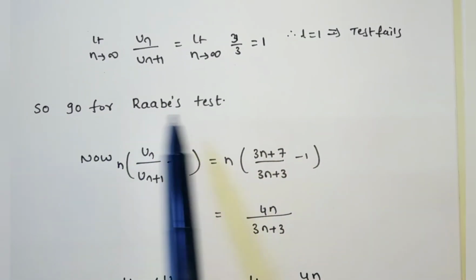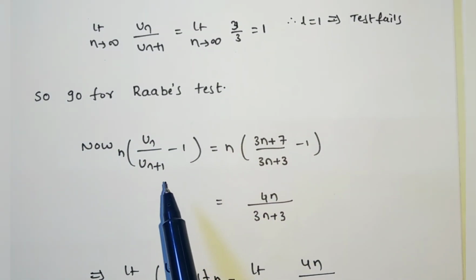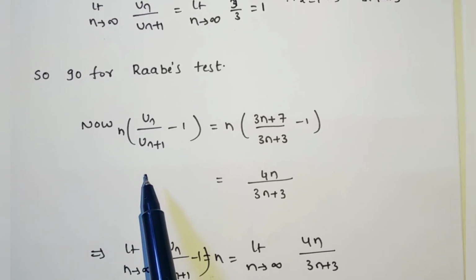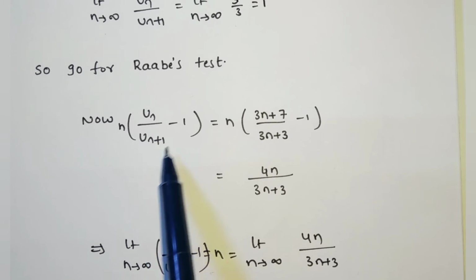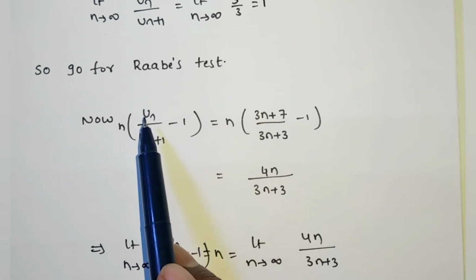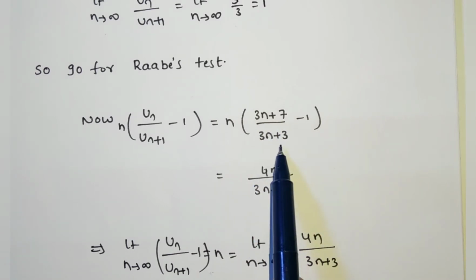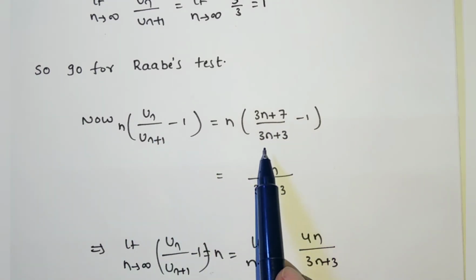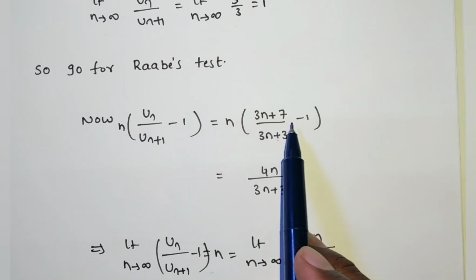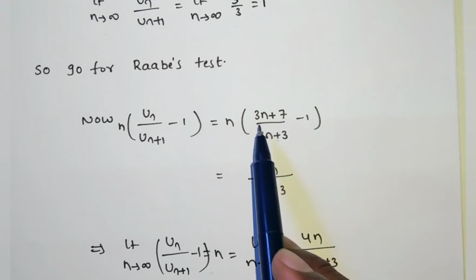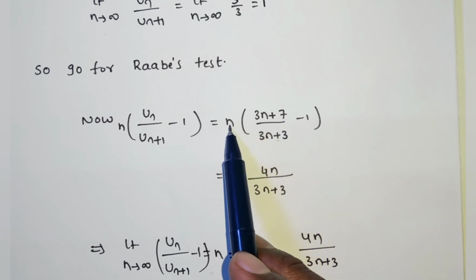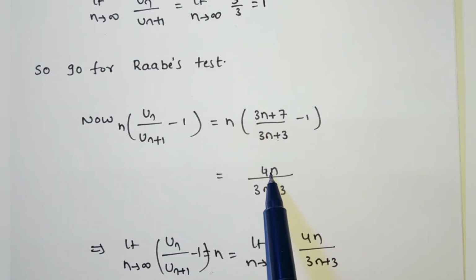So we have to go for Raabe's test, because the limit does not contain e. Now in Raabe's test, we need to find n into (un by un plus 1 minus 1). So that is n into (3n plus 7 by 3n plus 3 minus 1). The LCM is 3n plus 3. Now this becomes 3n plus 7 minus (3n plus 3). The 3n gets cancelled, and 7 minus 3 becomes 4. So this is 4 into n.